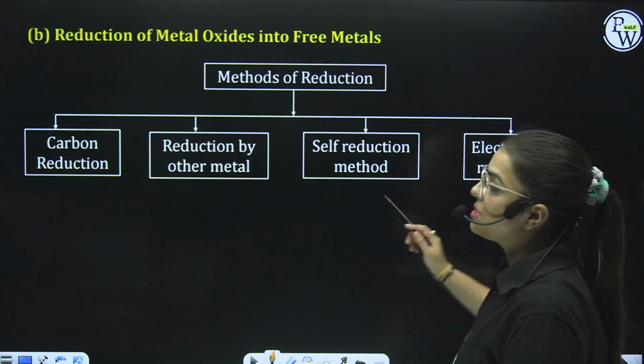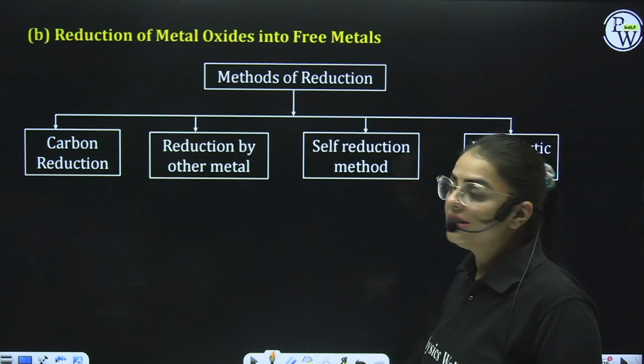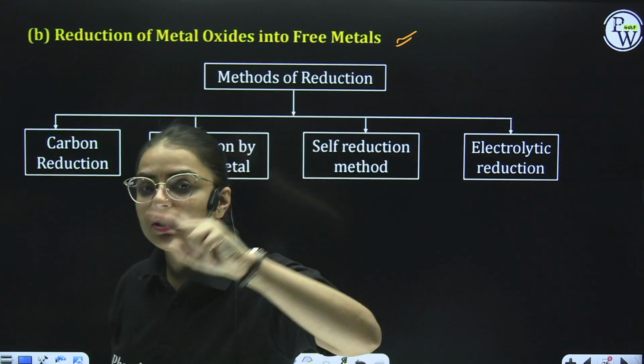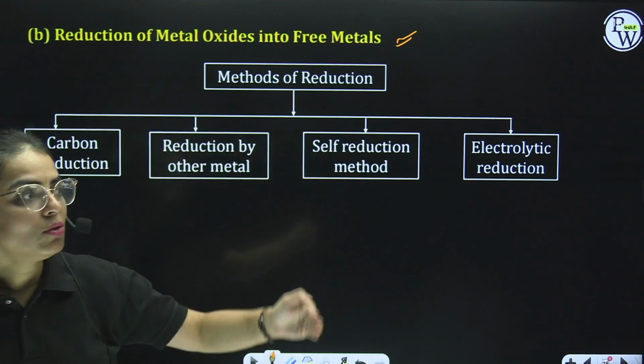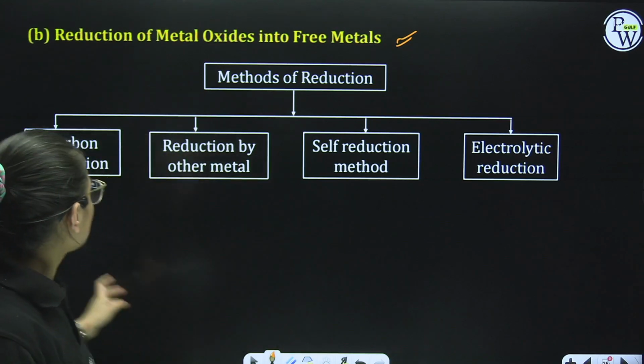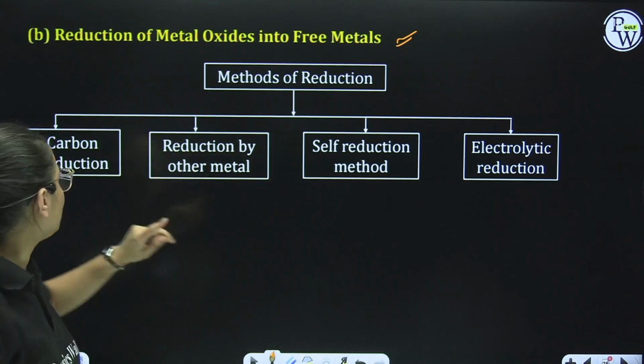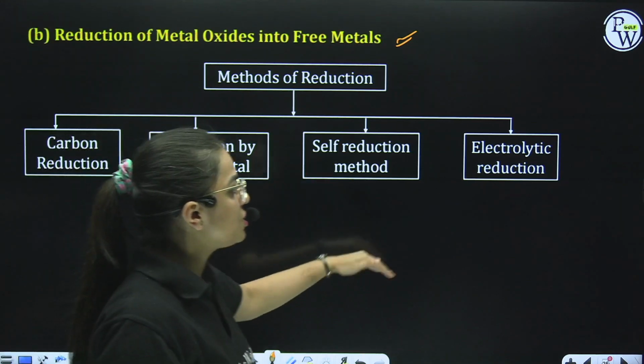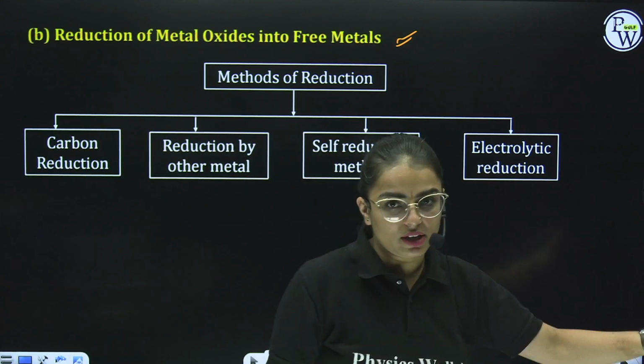Now comes the reduction of metal oxides into the free metals. How can you do the reduction? Now, you have converted your ore into oxide. You will now do the reduction process, right? That can be done by four methods. The very first is carbon reduction, second is reduction by other metal, third is self-reduction, fourth is electrolytic reduction.